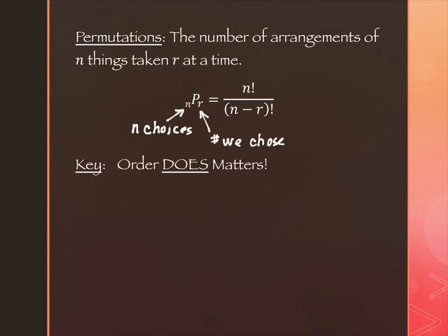This phrase down here is really, really important. Order matters with permutations. It's different if the president and the treasurer are different people, right? People have different roles. That's a different arrangement of people. So with permutation, order matters.